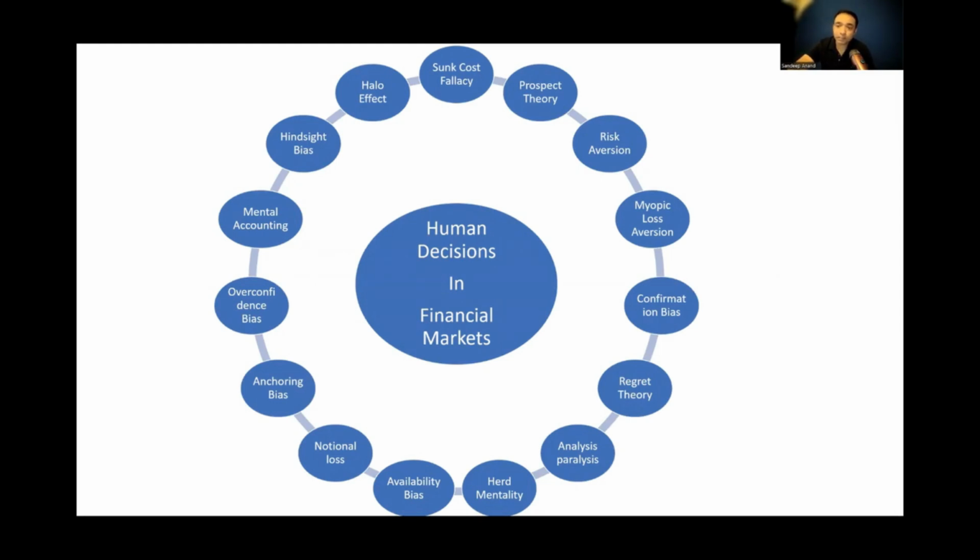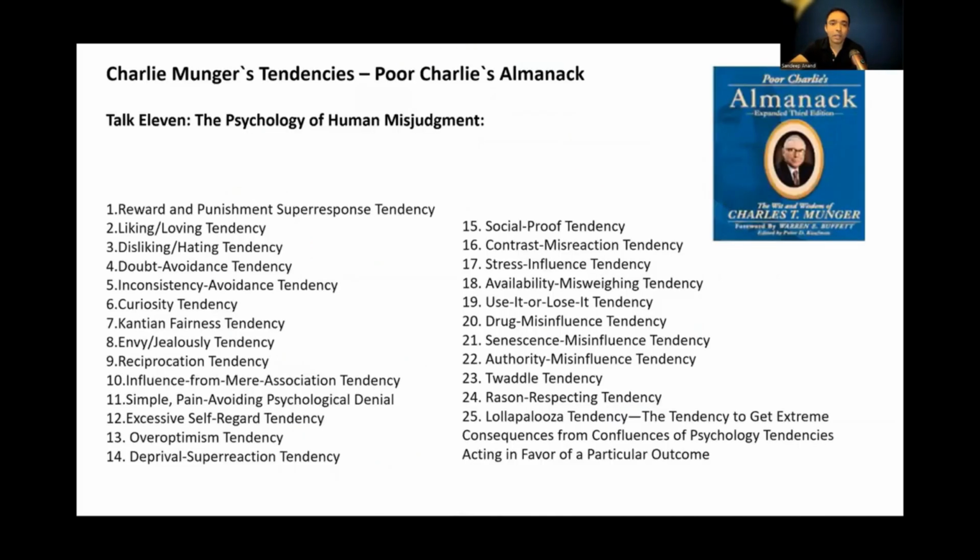Human decisions in financial markets are influenced by sunk cost fallacy, prospect theory, risk aversion, myopic loss aversion, confirmation bias, regret theory, analysis paralysis, herd mentality, availability bias, notional loss, anchoring bias, overconfidence bias, mental accounting, hindsight bias, halo effect, and the list goes on. I've just covered a comprehensive list that we are going to cover. There are so many that are getting discovered every day, but I wanted to cover the biggest ones right out there. Now, next, what are Charlie Munger's tendencies?